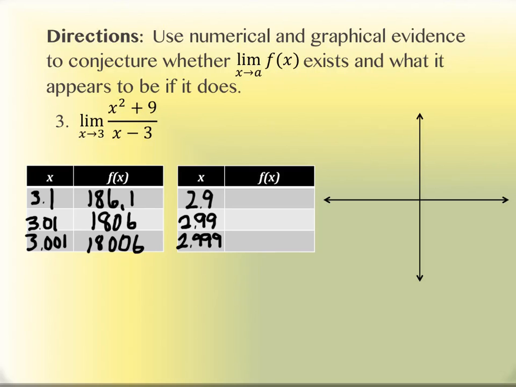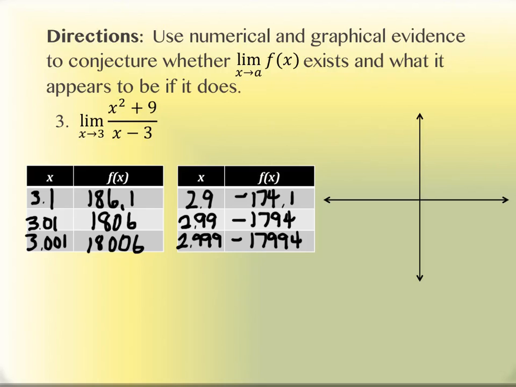18006. I recognize I could get more decimals out of there, but I'm seeing enough to know what's going to happen. And then I've got negative 174.1, negative 1794, and then negative 17994. And of course that 3 at the end on my screen here is because we still recognize that we can't put the 0 in the denominator and get the 3 in there.